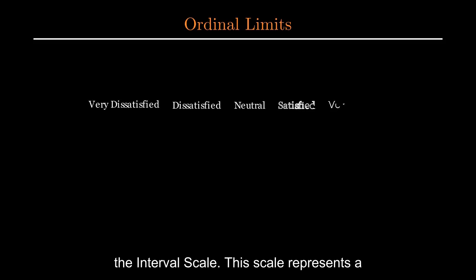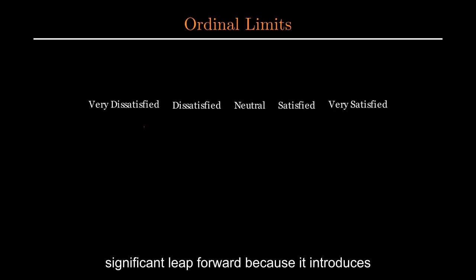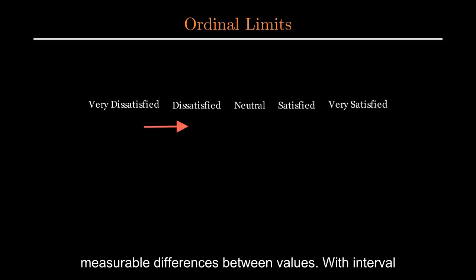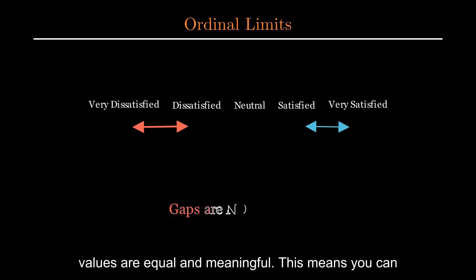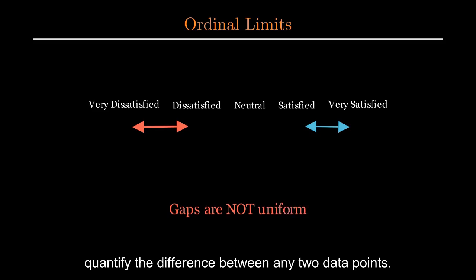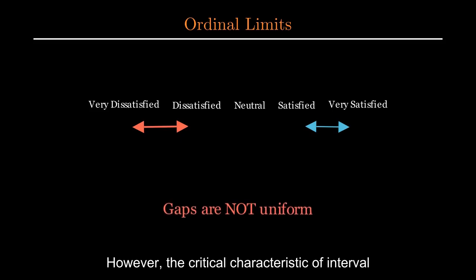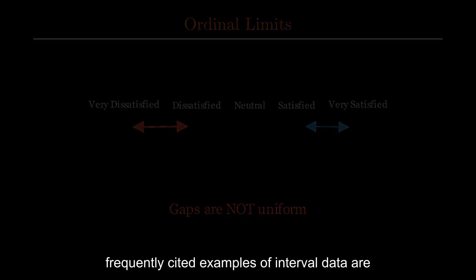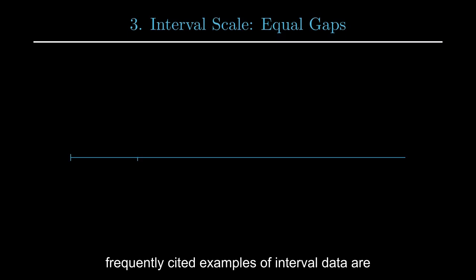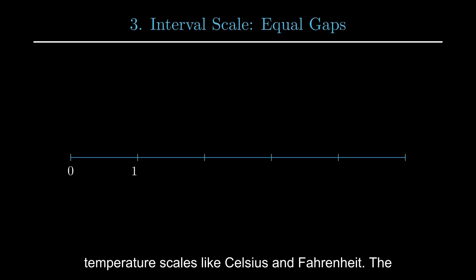This scale represents a significant leap forward because it introduces measurable differences between values. With interval data, the order matters, and the intervals between values are equal and meaningful. This means you can quantify the difference between any 2 data points. However, the critical characteristic of interval data is the absence of a true 0 point. The most frequently cited examples of interval data are temperature scales like Celsius and Fahrenheit.